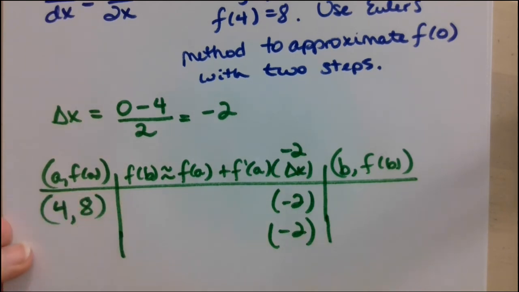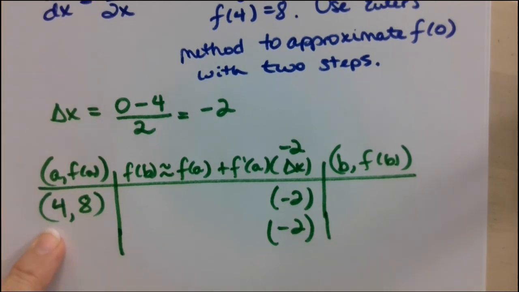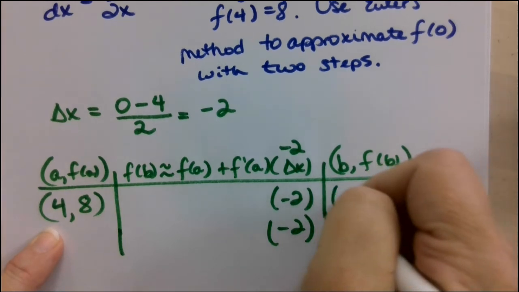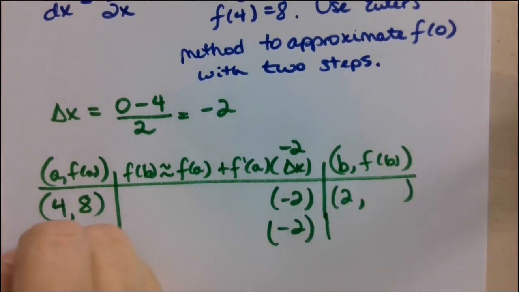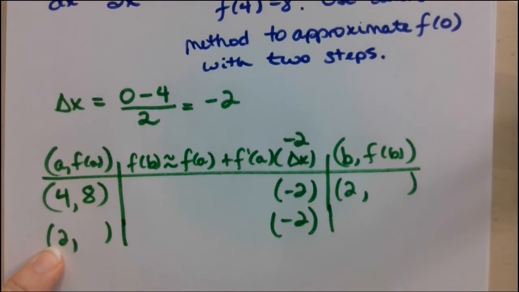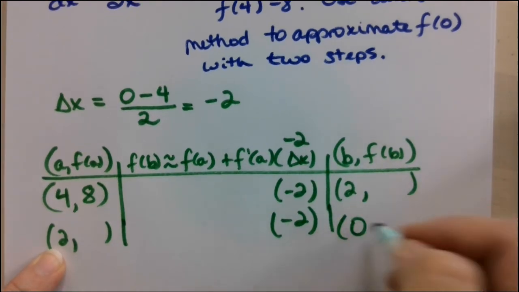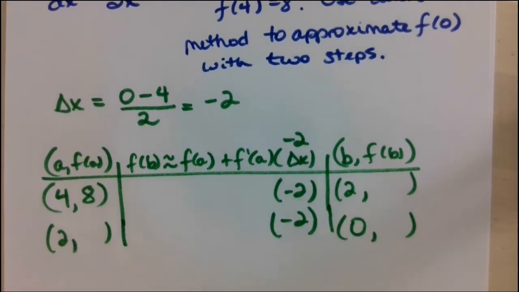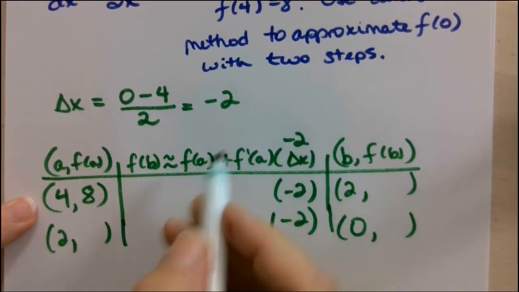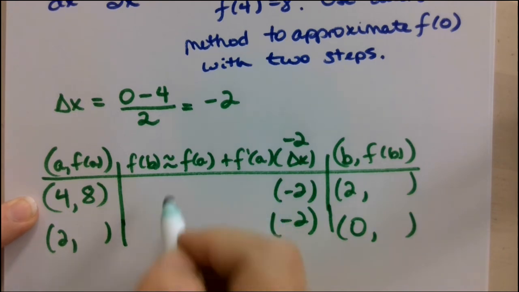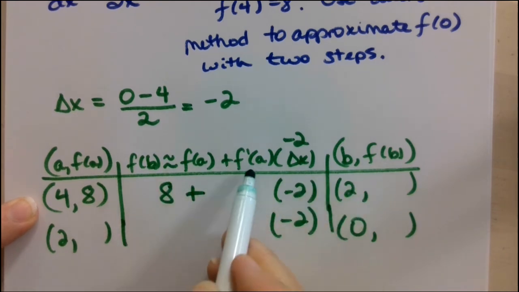I'm starting at the point 4, 8. If I start at 4 and I go back 2, I'm going to end up at 2. And then if I'm at 2 and I go back 2 more, then I end up at 0, which is where we want to end up. All right, so for my first step, f of a is 8. And then I need a derivative.